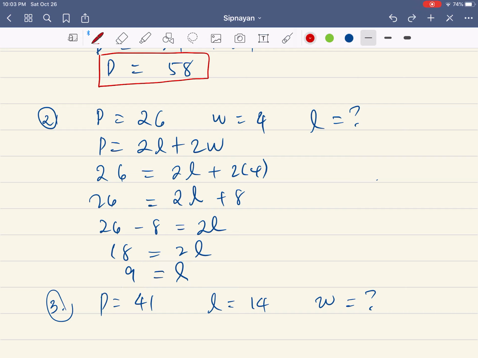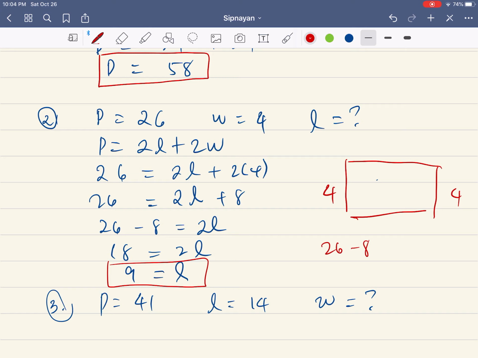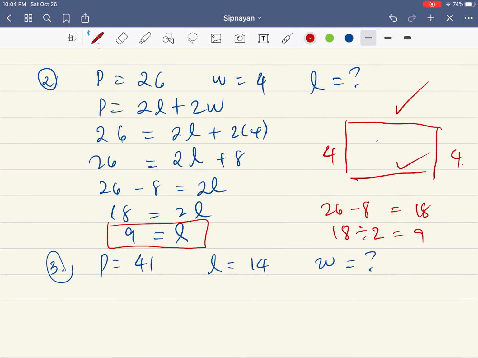So, pag elementary school pupils kayo, pwede nyo siguro i-drawing. Isang pinakamadali sigurong solution is i-drawing nyo siya. And then, you put 4 dito, di ba? So, parehong 4. 26 minus 8 kasi mawawala na yung dalawang 4. So, 18, di ba? Tas yung 18, paghahatian siya ng dalawang length niya. So, ibig sabihin tig-na 9. I think that's the easiest way to solve kung hindi pa kayo nagka-algebra.